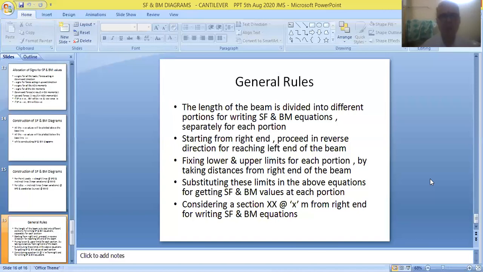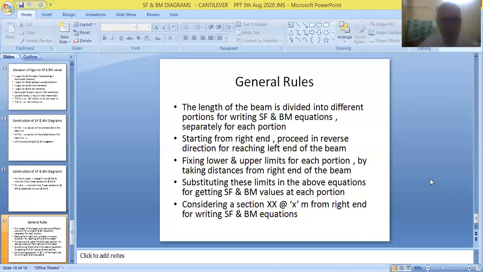And secondly, we have to start from the right end of the beam, and we have to proceed in reverse direction for reaching the left end of the beam. So that is given in the second sentence. And thirdly, fixing of limits. That is very, very important, friends. Fixing of lower limits and upper limits for each portion is very, very important. So this is done by taking distances from the right end of the beam.